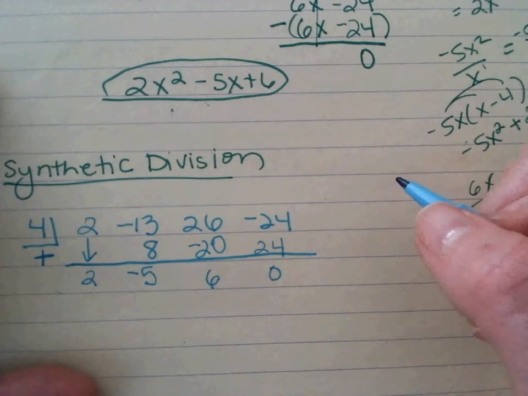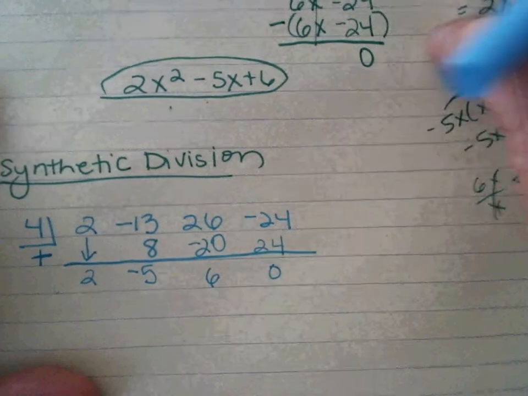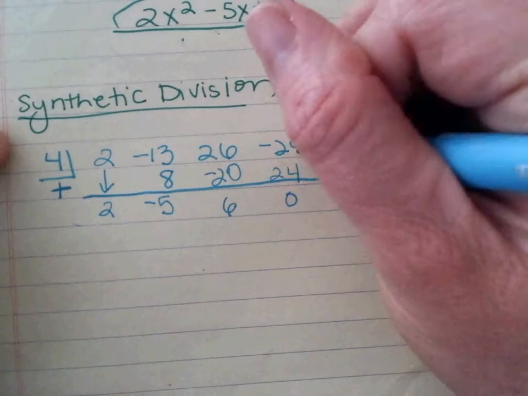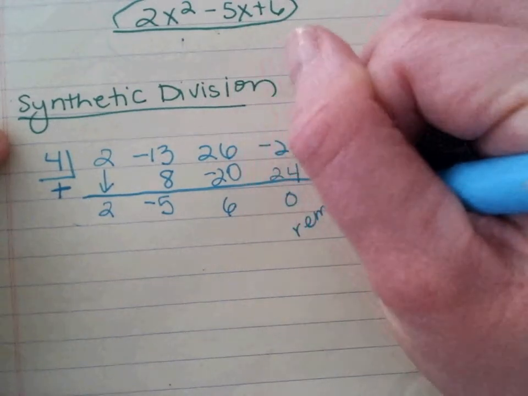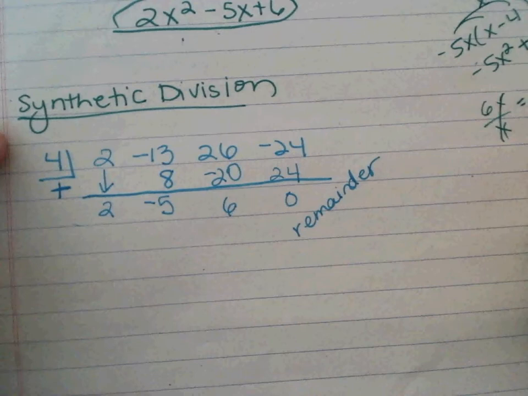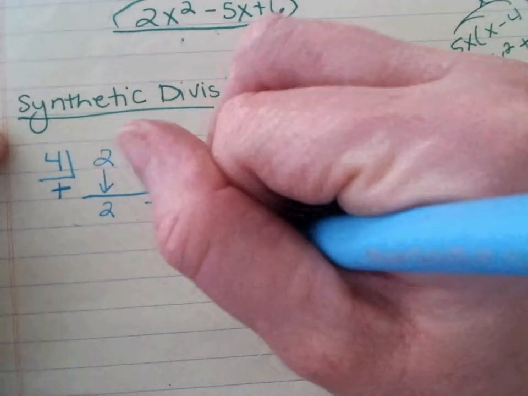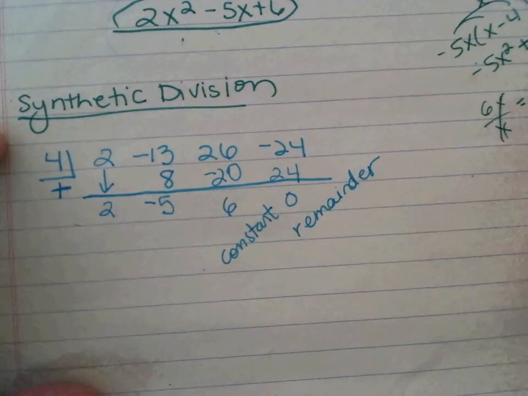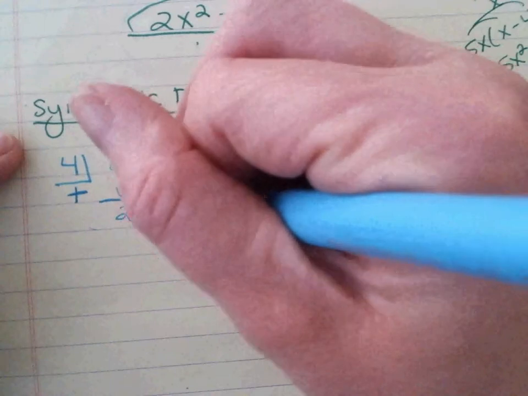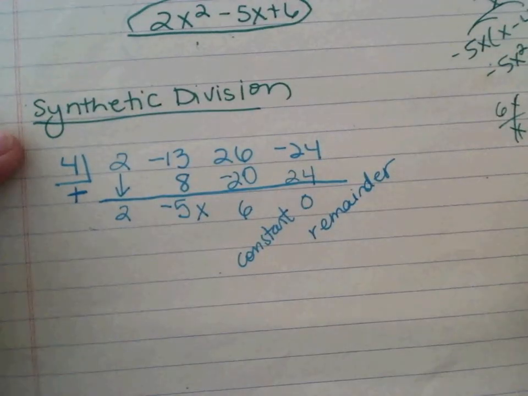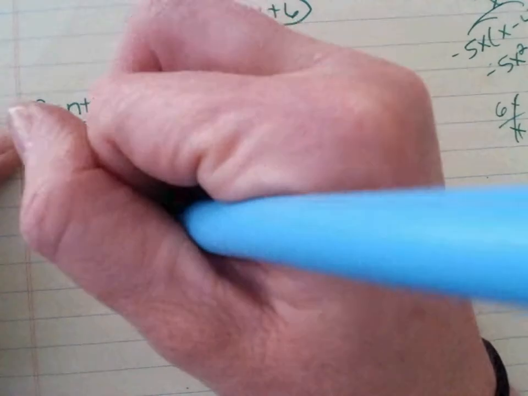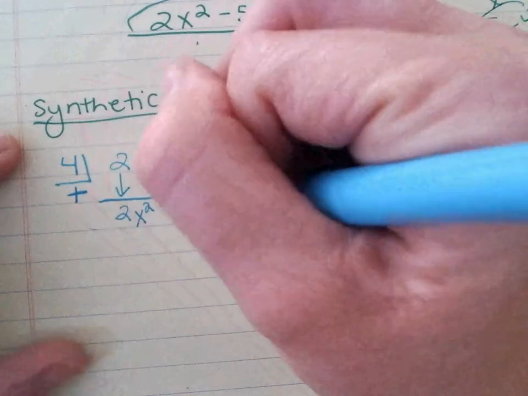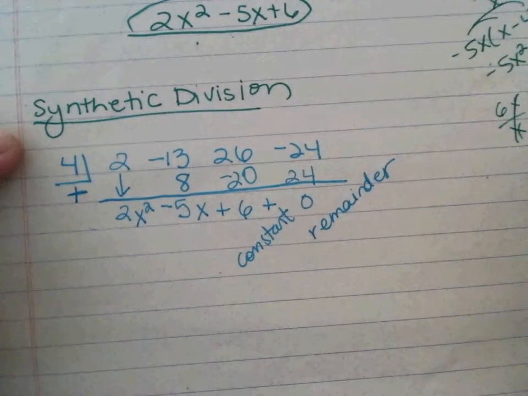That's not the answer. Those are just the coefficients. So we need to match these up with what works out with our variables plugged in. So this last value is always your remainder. You're going to label that remainder. The second to last value is always your constant. There's no variable with that. And then you start adding in variables, starting with the first power of your variable, so just x, and then x squared. Where you don't have a negative sign already, you can throw in a plus sign.